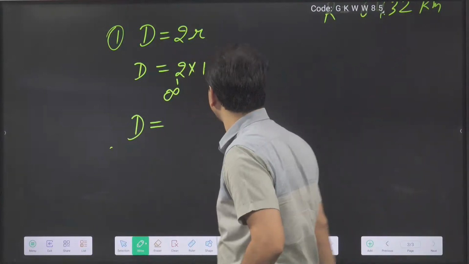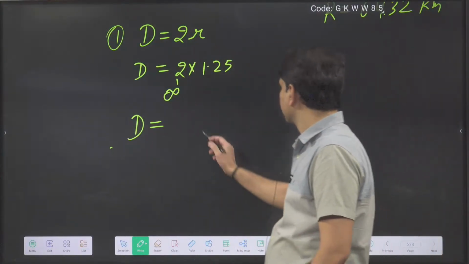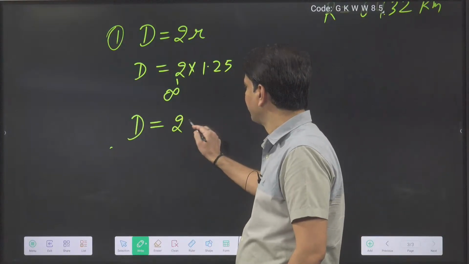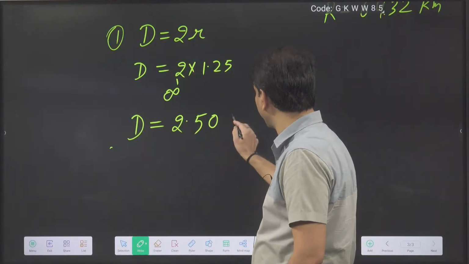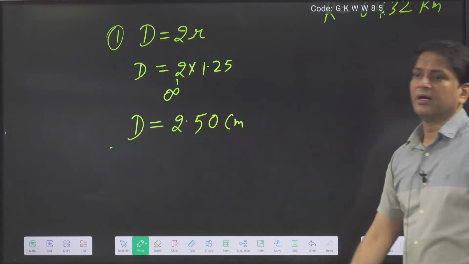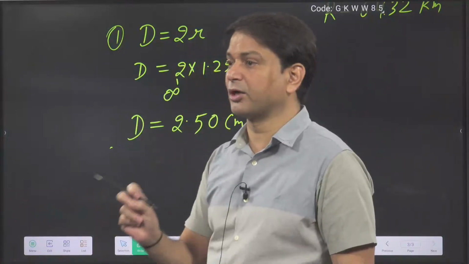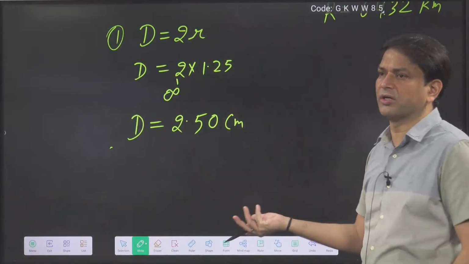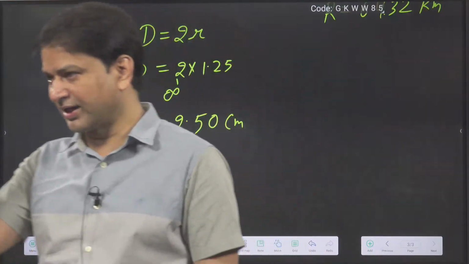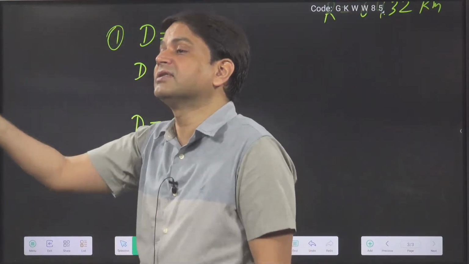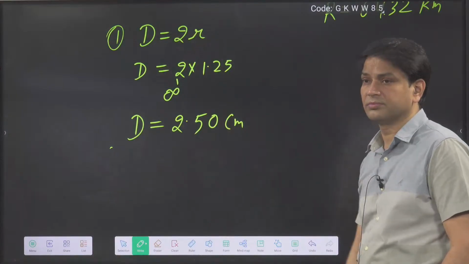So what diameter can I write? 2.5, but we have to write up to 3 significant figures, so 2.50 centimeter. Did everybody get it? So what I said, for the exact number we will write 2.50 up to the correct significant figures, because when a number contains a decimal, all trailing zeros are significant. That's why we can write 2.50. Did everybody get this?